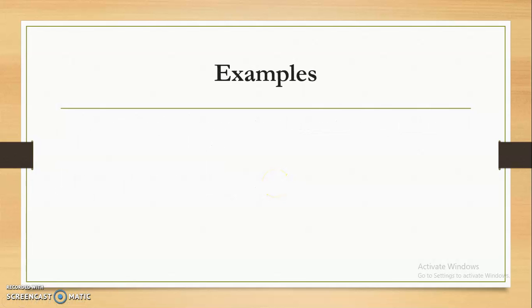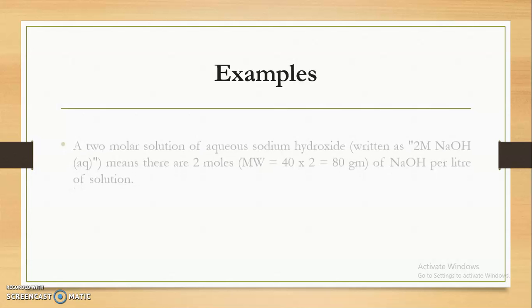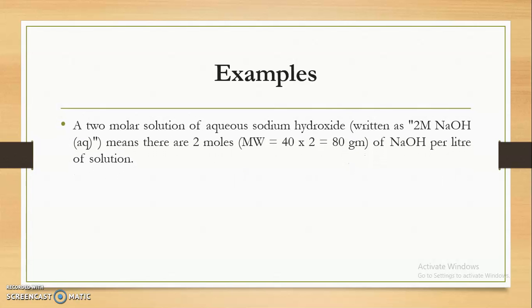Now we will see a few examples of how we are going to prepare the molar solution of different analytes. Suppose a 2 molar solution of aqueous sodium hydroxide. Now we know the formula of sodium hydroxide, NaOH. You may be familiar with how to calculate the molecular weight of that particular substance. You may have studied it in your HSC. Sodium is having 23, oxygen is having 16, hydrogen is having 1. So if we calculate the molecular weight of that substance, it becomes 40.